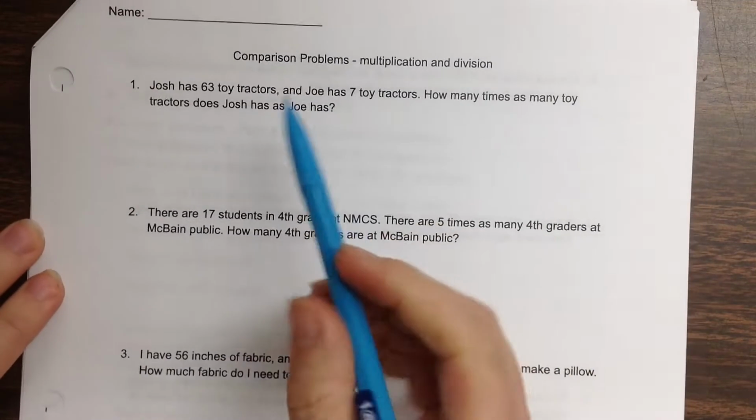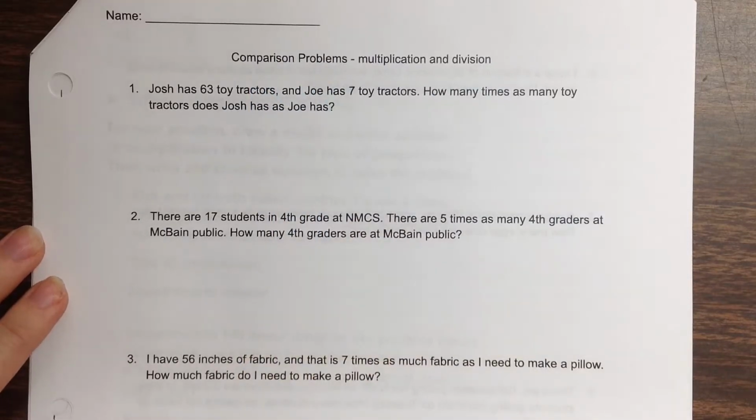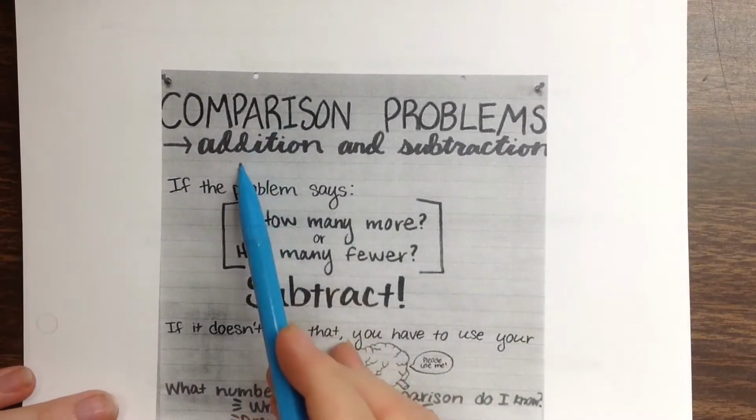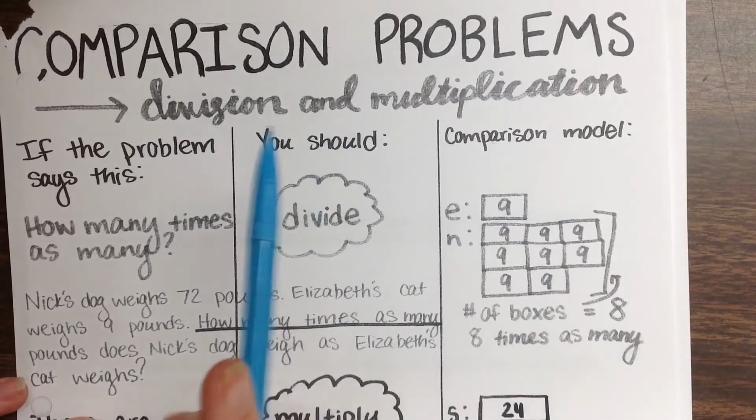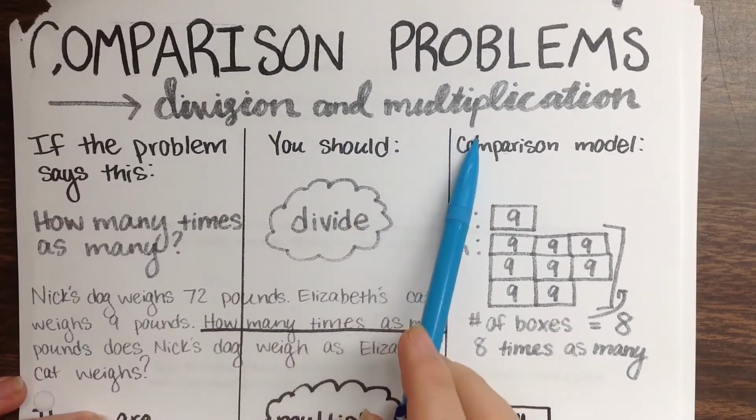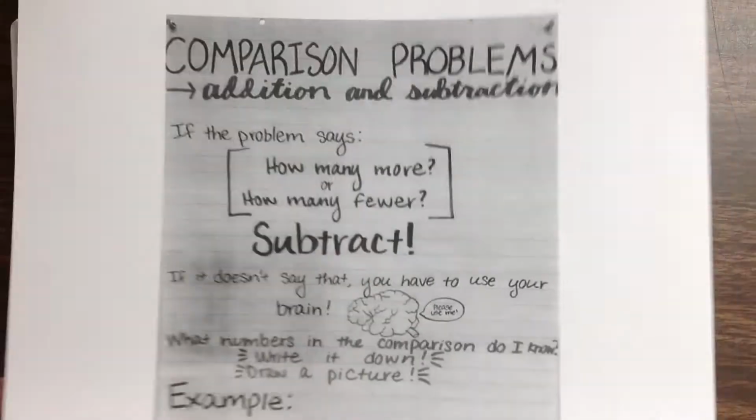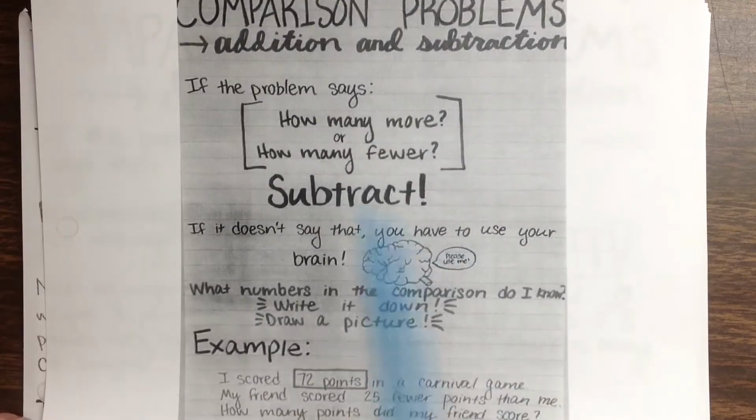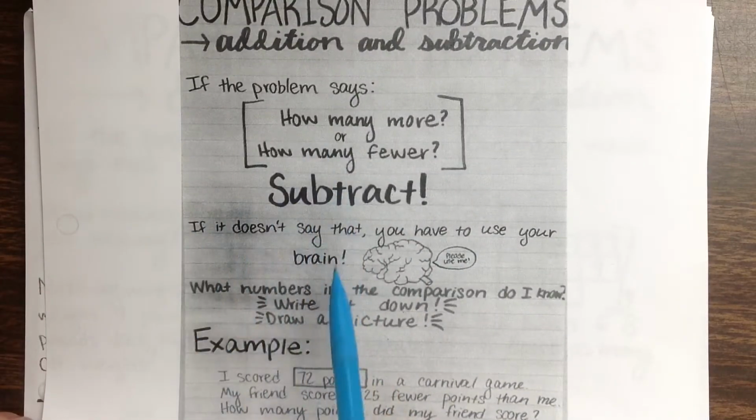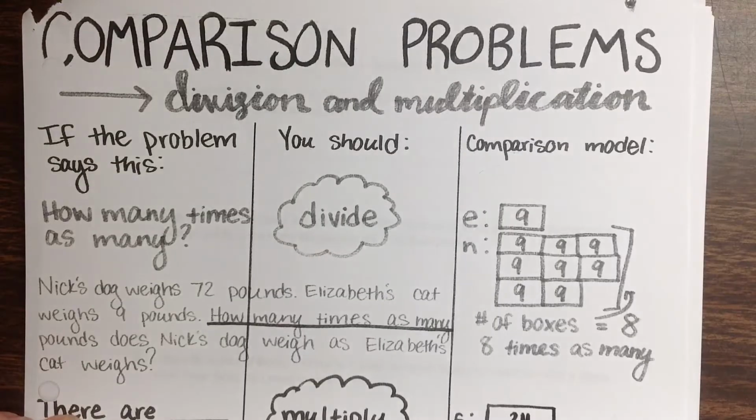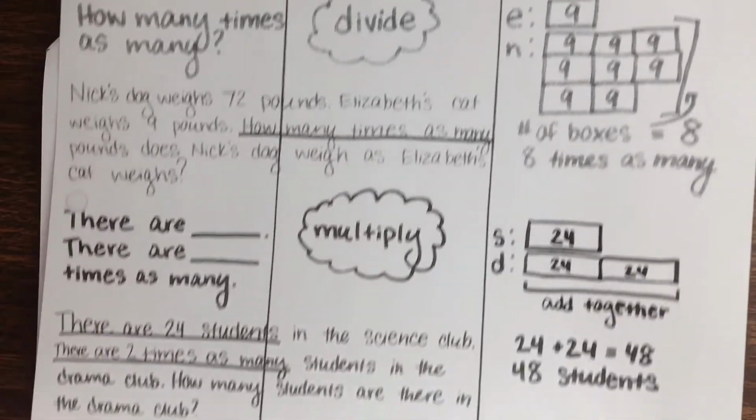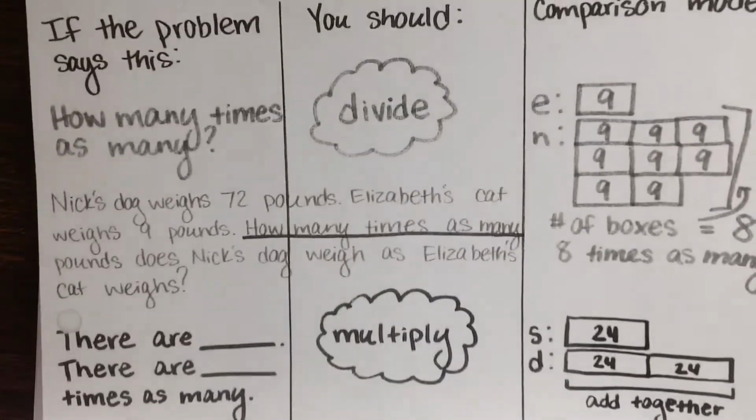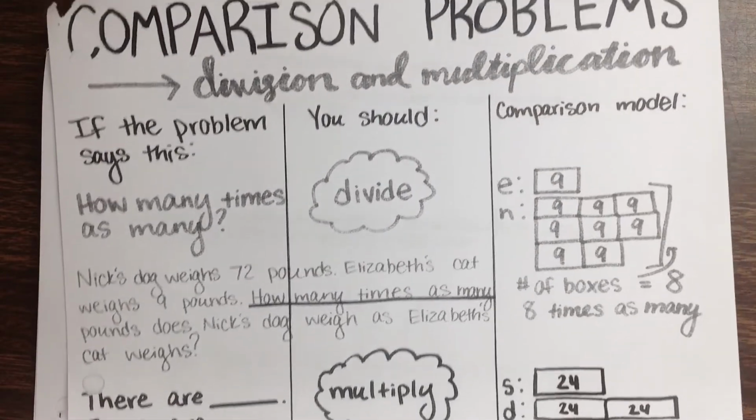We are going to do comparison problems, but instead of last time when we were doing comparison problems with addition and subtraction, this time we're doing comparison problems with division and multiplication. My favorite part about this is, remember how with comparison problems for addition and subtraction, we had some clue words, but otherwise you had to use your brain? Well, for these, you don't have to use your brain too much, to be honest. There are a lot of clue words that are going to help you figure this out. So let's look at our clue words before we even start our page, okay?